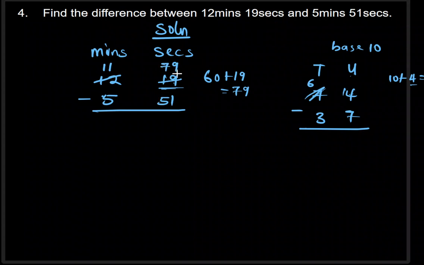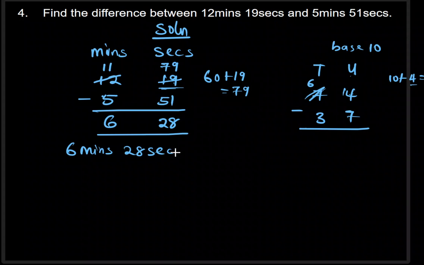And that will give us 79 minus 51, which is 28. And then this is 11 minus 5, and this will give us 6. So that means 6 minutes 28 seconds. So that's the idea of subtraction that you need to get from adding and subtracting time.